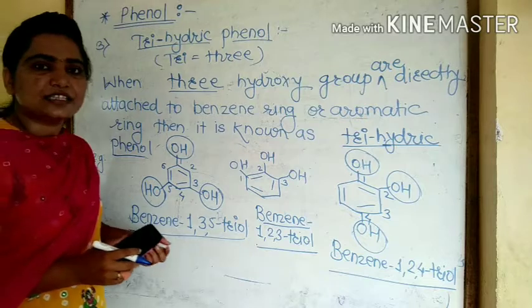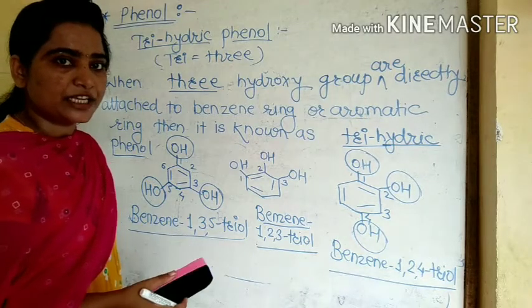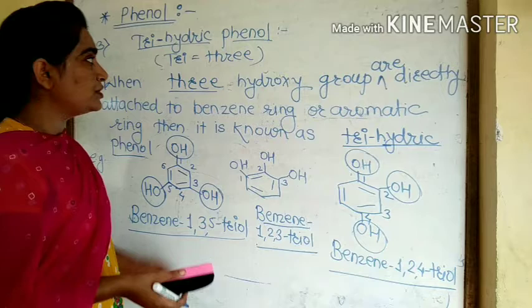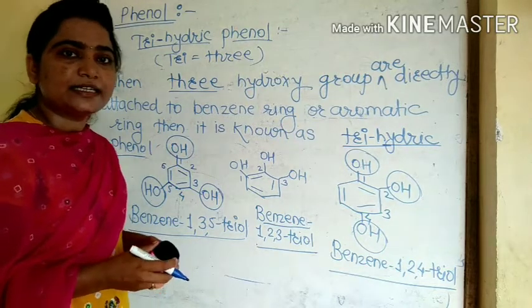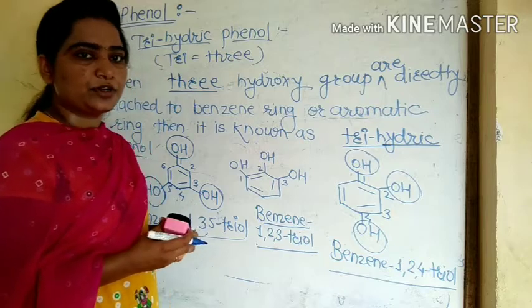And lastly we will see the polyhydric phenol. Poly means many, more than 3 hydroxy groups present in the compound. Then it is called polyhydric phenol.